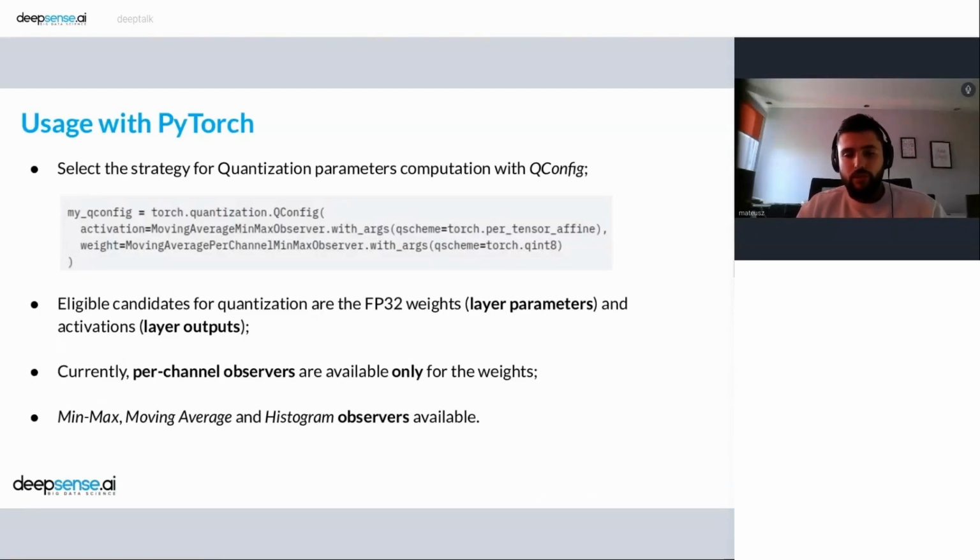Currently, per channel observers, so those better observers, are available only for weights. For activations, we need to use per tensor observers. And the available observers are minimum, maximum, moving average, and histogram.